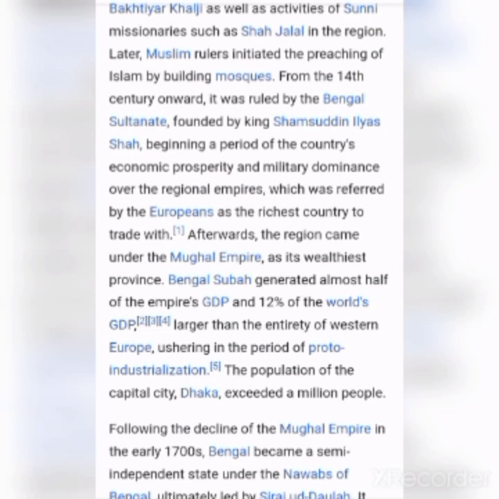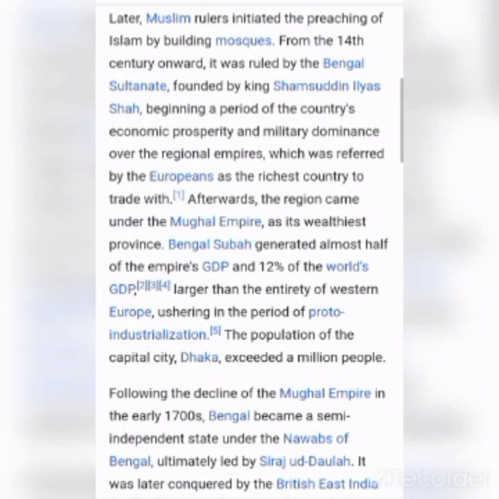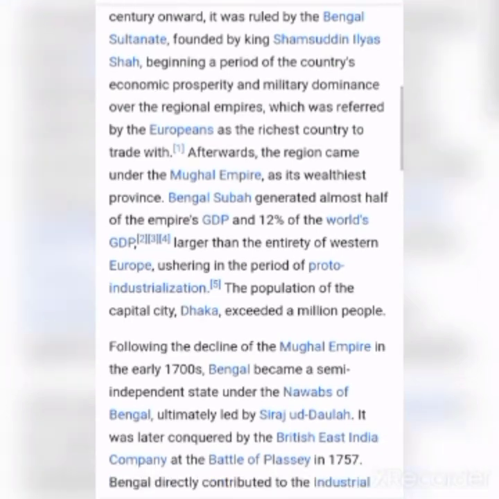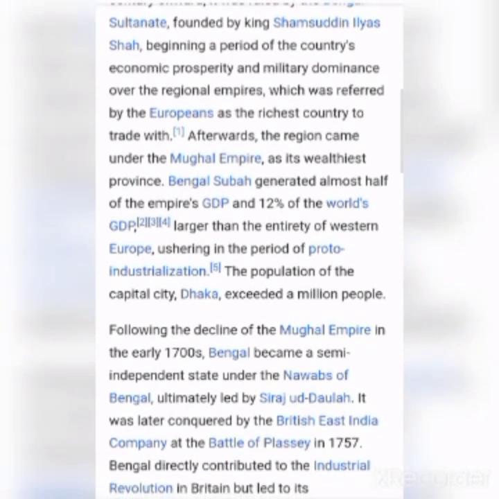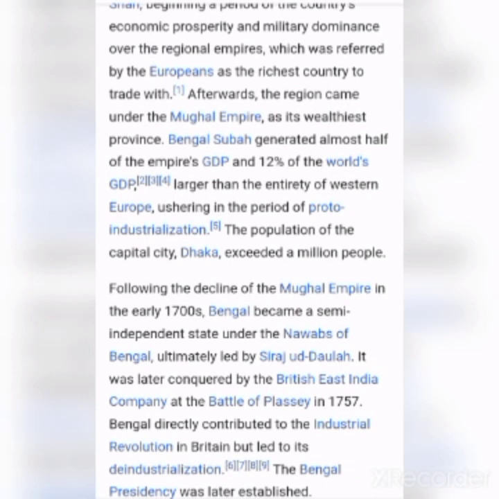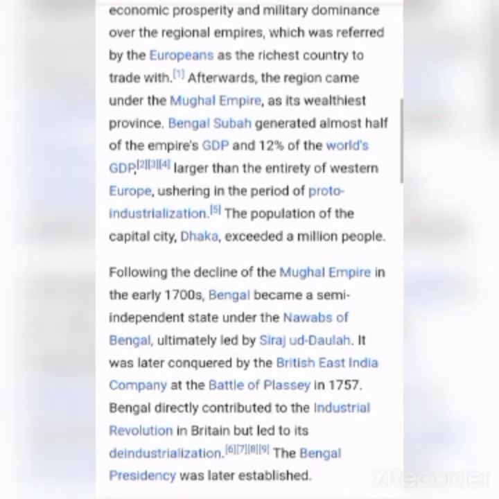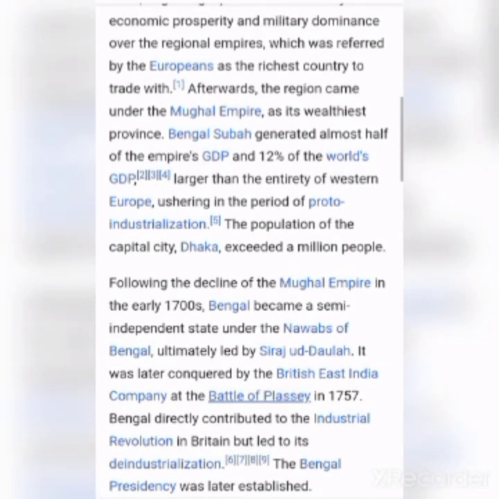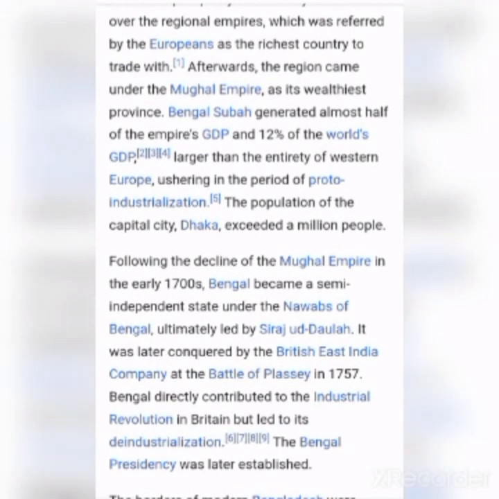Afterward, the region came under the Mughal Empire as its wealthiest province. Bengal Suba generated almost half of the empire's GDP and 12% of the world's GDP, larger than the entirety of Western Europe, ushering in the period of proto-industrialization. The population of the capital city, Dhaka, exceeded 1 million people.